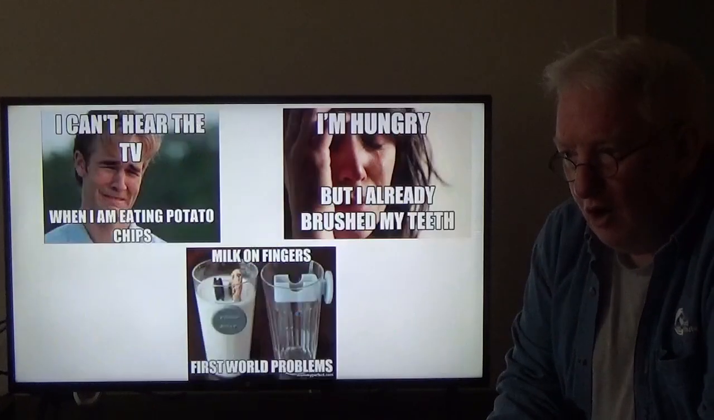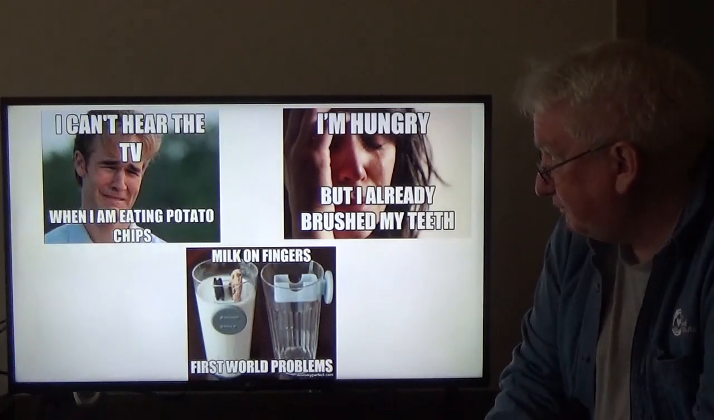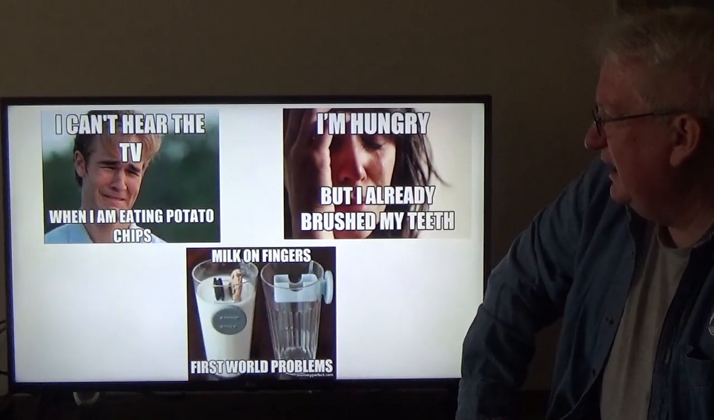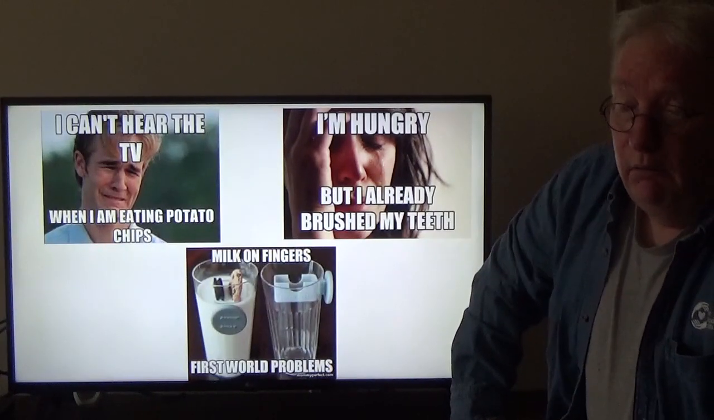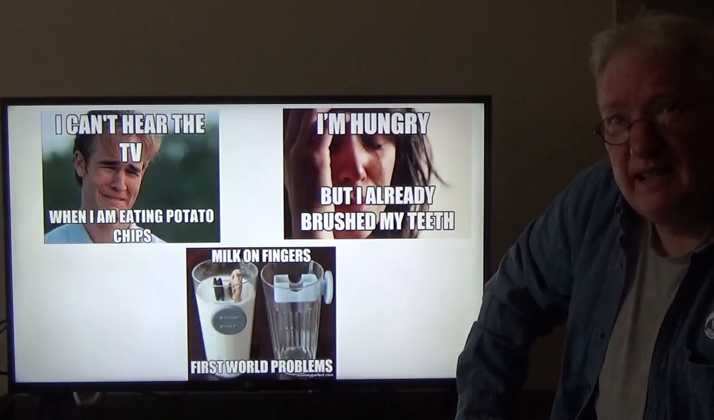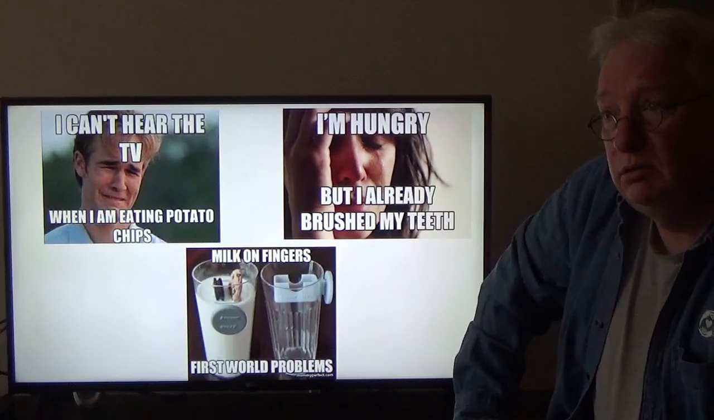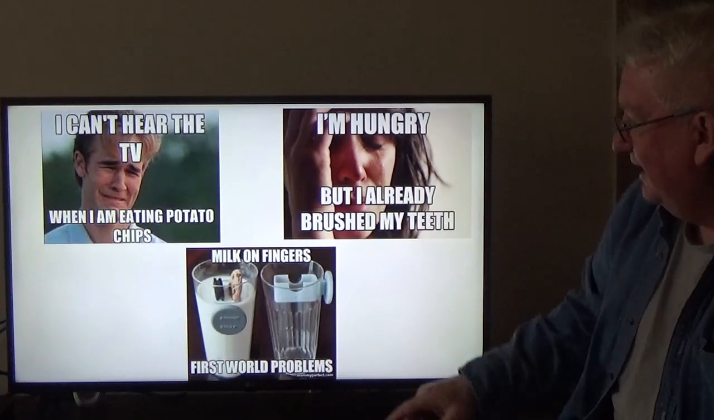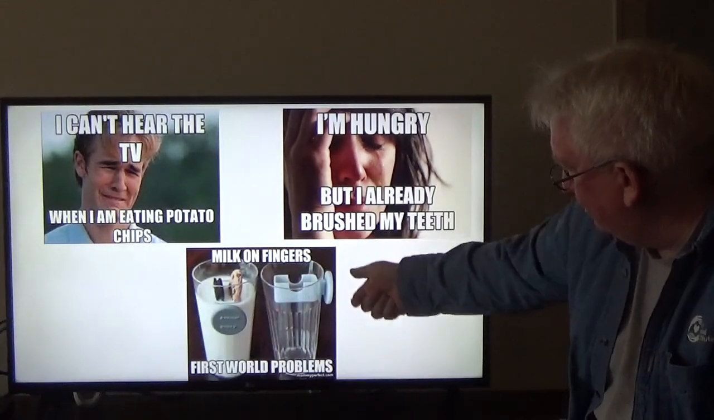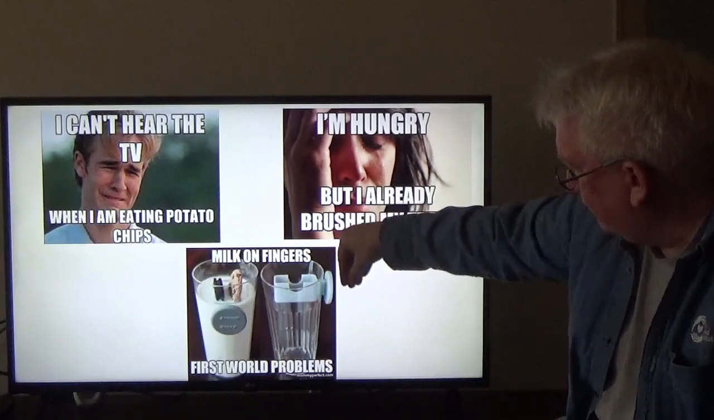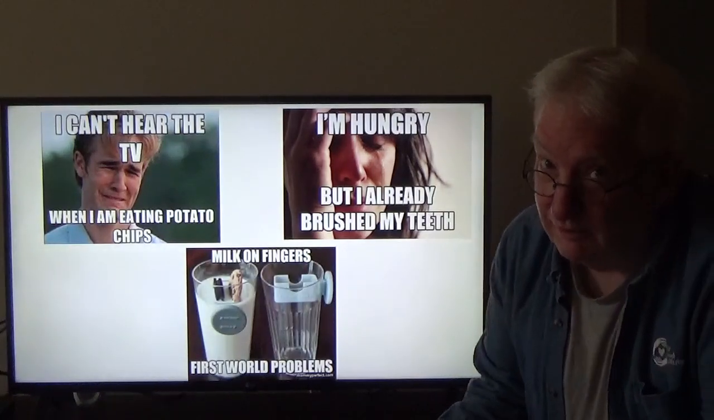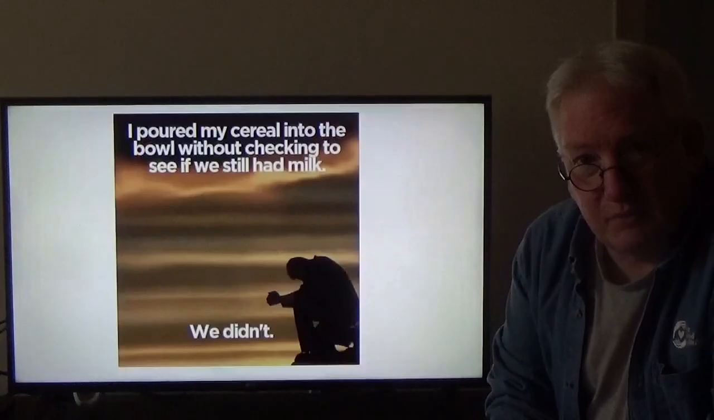Here's almost the last of the memes for First World. Oh, I can't hear the TV when I'm eating potato chips. I'm hungry, but I already brushed my teeth. Milk on fingers. Check this out. I guess this little device, you put it on your cup, and then you can put your cookies in the device, and then you don't get your milk on your fingers, because, you know, first world problems.